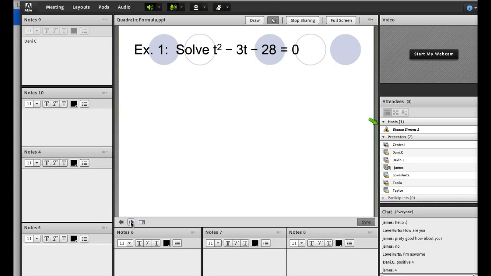All right, so here's an example. I forget how this is going to go, but t squared minus 3t minus 28. So what I want you guys to do, either in a notepad or in the chat box, doesn't matter where, tell me what the A, the B, and the C values are.